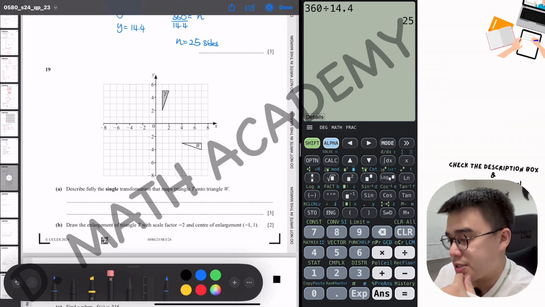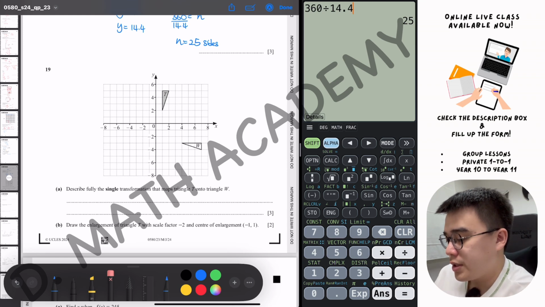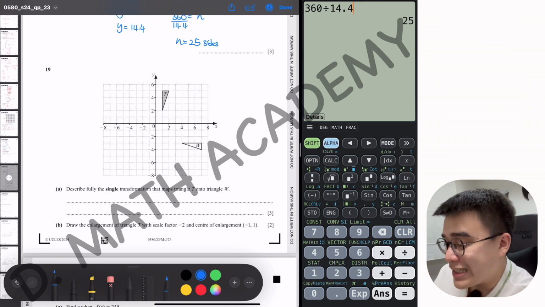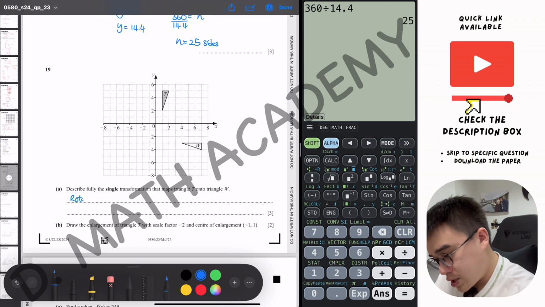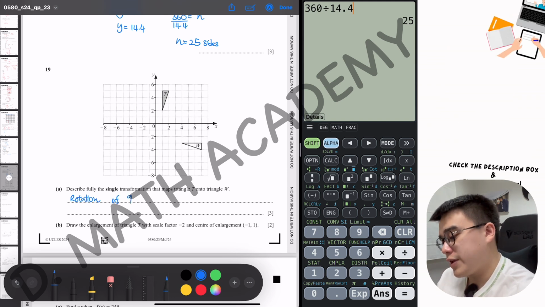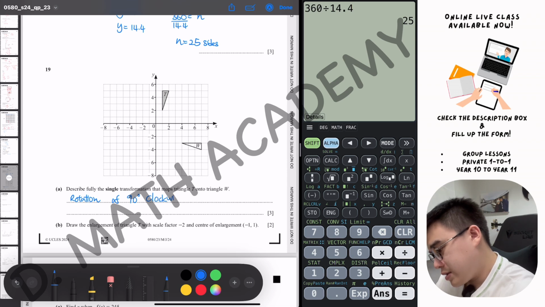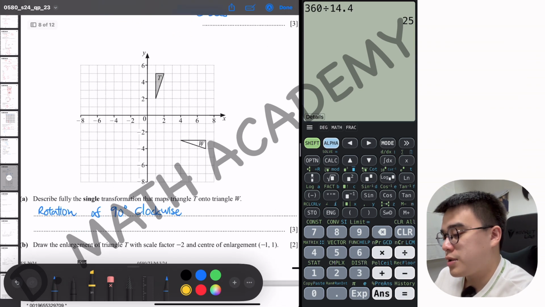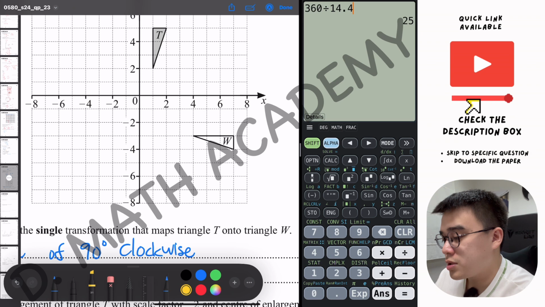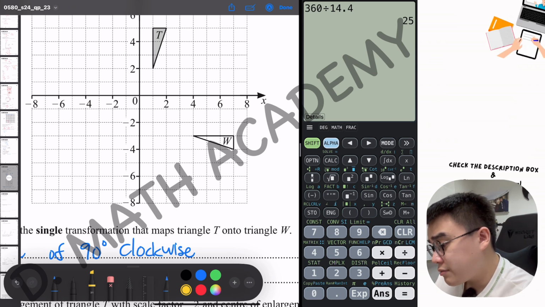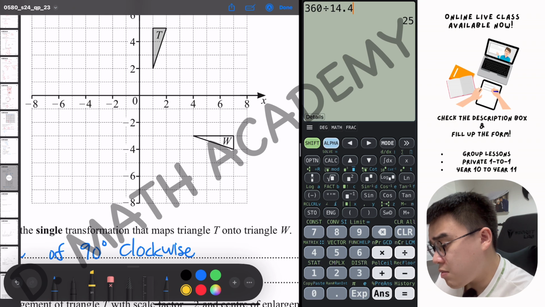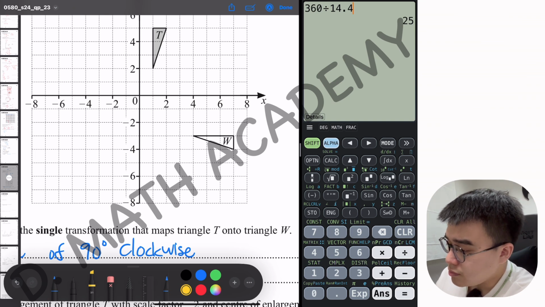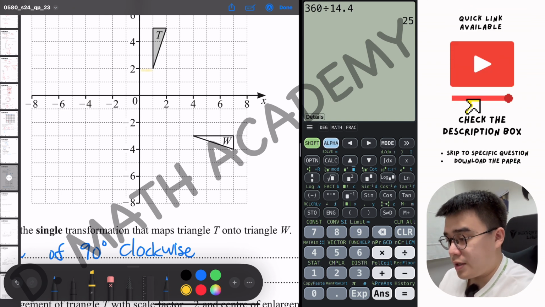Okay, question 19 is actually quite straightforward, asking us for a transformation. Looking at the shape from T to V, it's clearly a rotation. There goes 1 mark. Of 90 degrees clockwise. There goes the second mark. And then to find the center of rotation, okay, let me zoom in a little. And I think I found it. Found it. So apparently it was here.